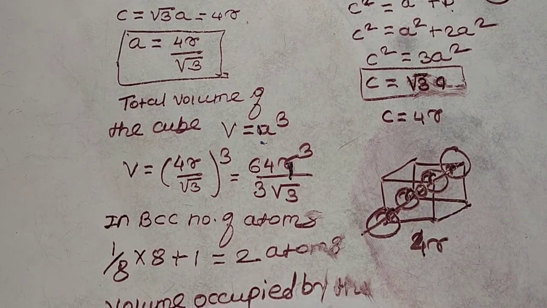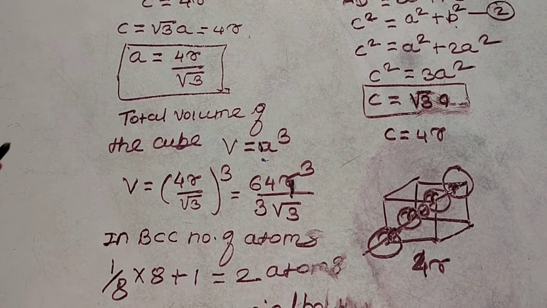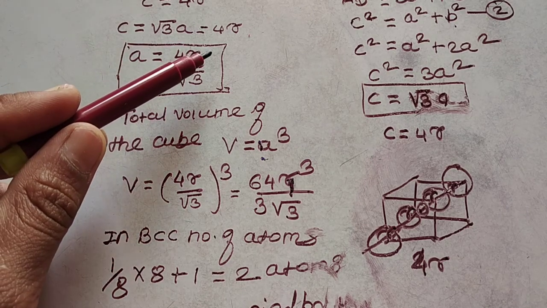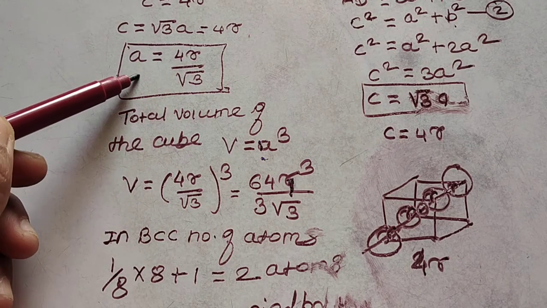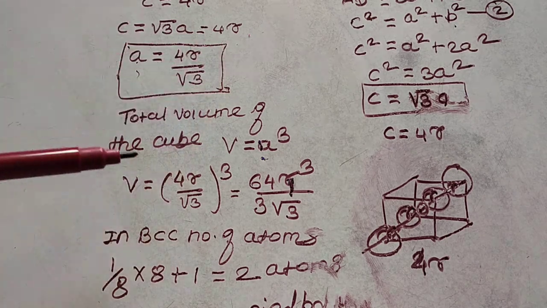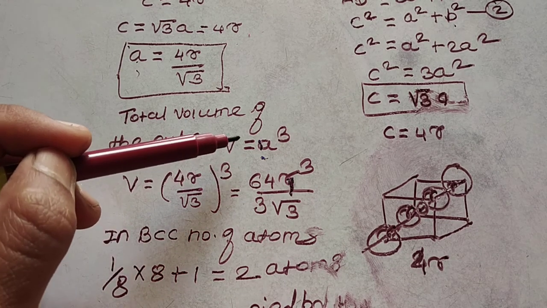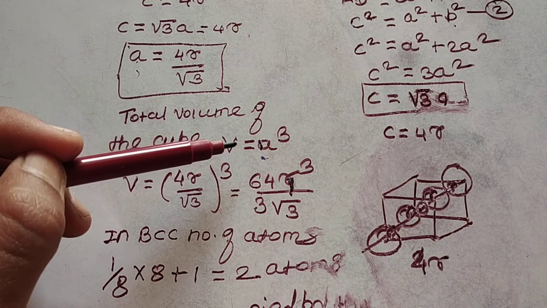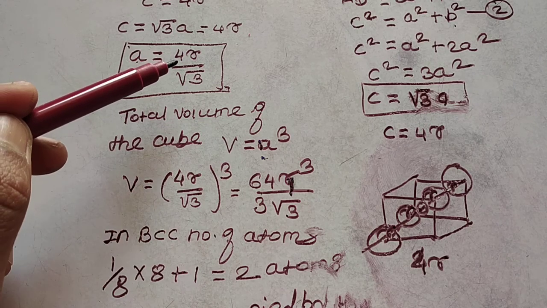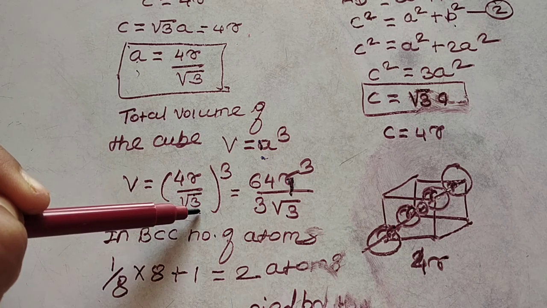Okay, so I can equate both the values. You can see here C is equal to root 3a is equal to 4r. Therefore, a is the edge length. That's why a is equal to 4r upon root 3. The total volume of the cube, you know that. How do we calculate the volume of the cube? V is equal to a cube. But a is equal to 4r upon root 3. So put this value and take a cube of this value.